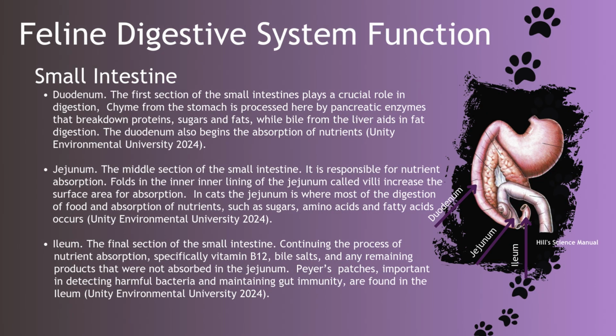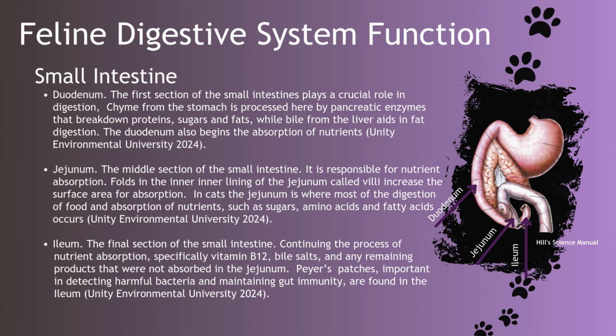The small intestine is broken down into three segments. The duodenum, the first section of the small intestine, plays a crucial role in digestion. Chyme from the stomach is processed here by pancreatic enzymes that break down proteins, sugars, and fats, while bile from the liver aids in fat digestion. The duodenum also begins the absorption of nutrients.